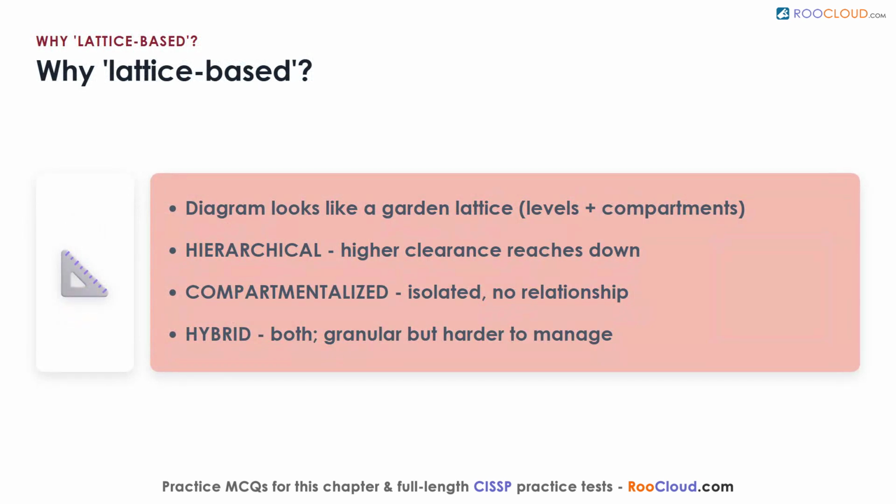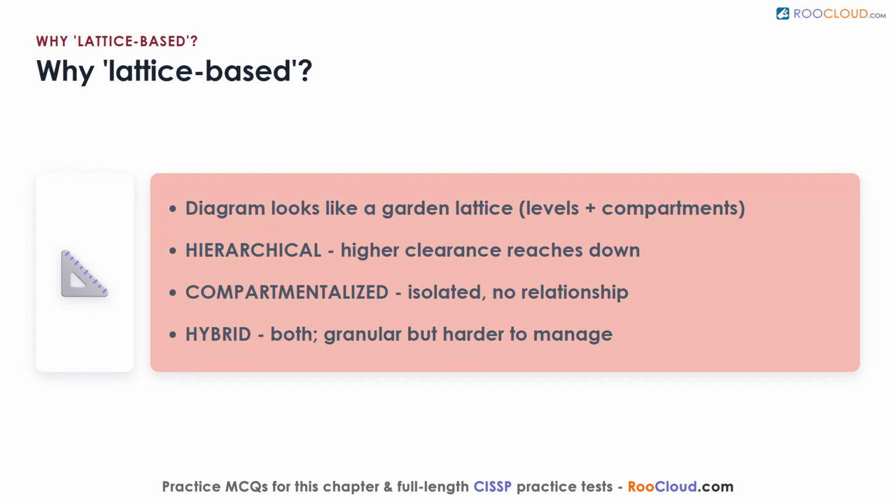Because when you diagram the labels and compartments, it looks like a garden lattice, the crisscross frame you train climbing roses on. Horizontal lines mark the upper edge of each classification level, and small compartments sit within them for extra separation. Classifications run in one of three flavors.